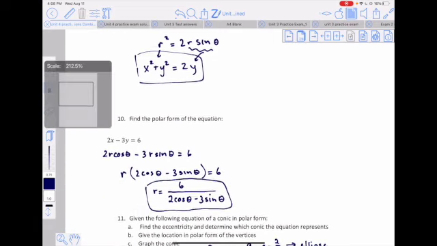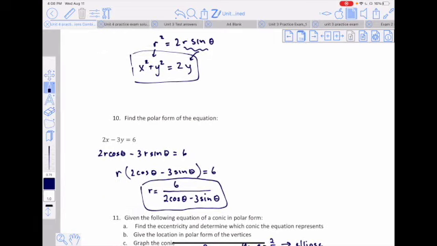Okay, number 10. This is in rectangular form, so we need to convert this into polar form. So for this, I'm going to use the two equations x equals r cosine theta and y equals r sine theta. So this x is going to be replaced with r cosine theta. This y is going to be replaced with r sine theta.